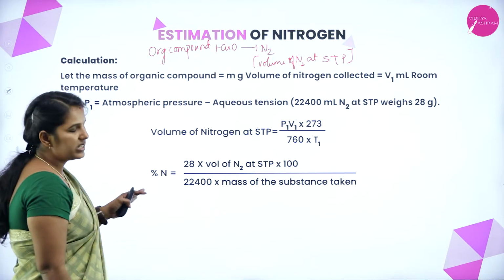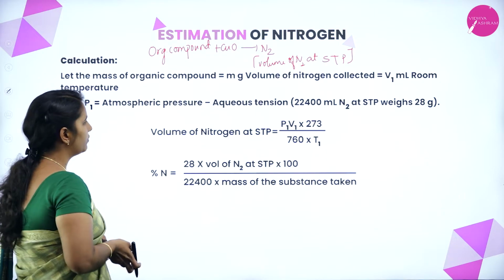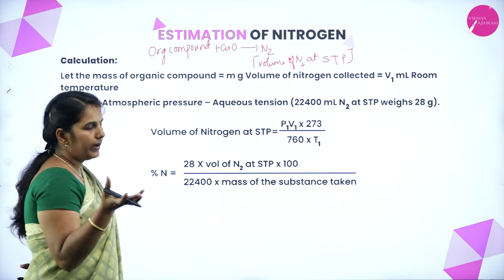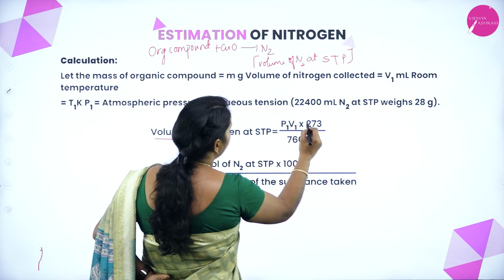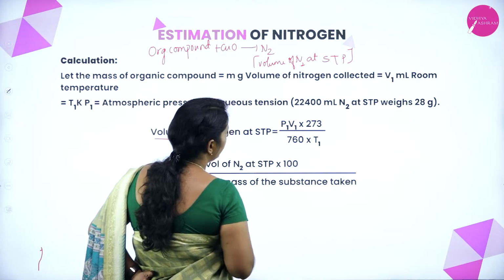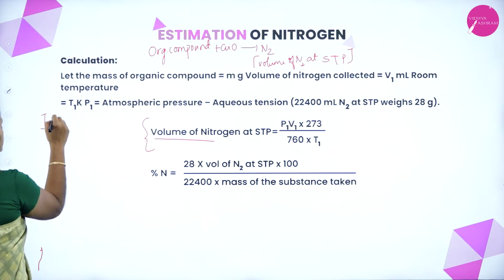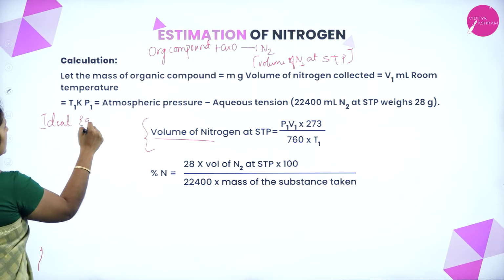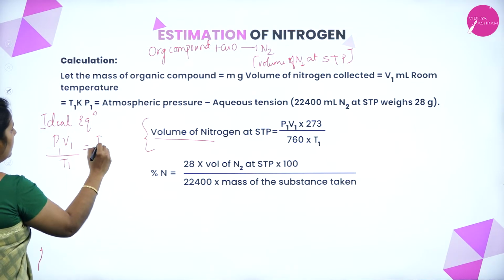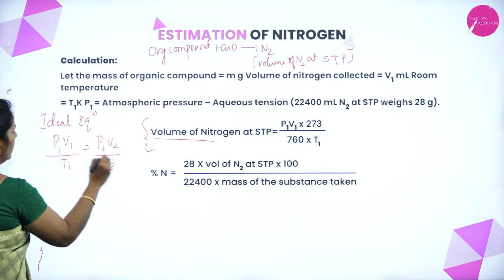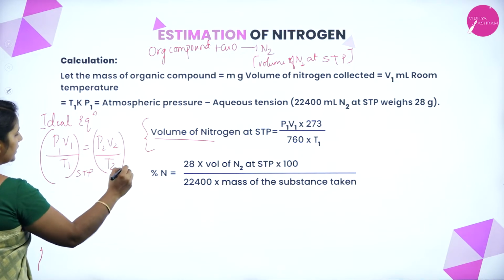At STP, the molar volume is equal to 22,400 milliliters of nitrogen, which contains how much nitrogen? 28 grams of nitrogen. So the volume of the nitrogen at STP will be P1V1 into 273 divided by 760 into T1. Or you can write this equation by taking the ideal gas equation also. What does it give? P1V1 divided by T1 is equal to P2V2 divided by T2. This is the temperature, pressure and volume at STP, and this is for the other condition.